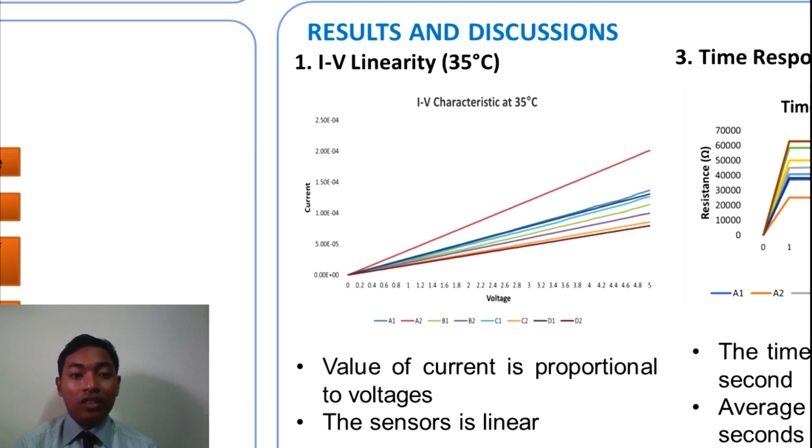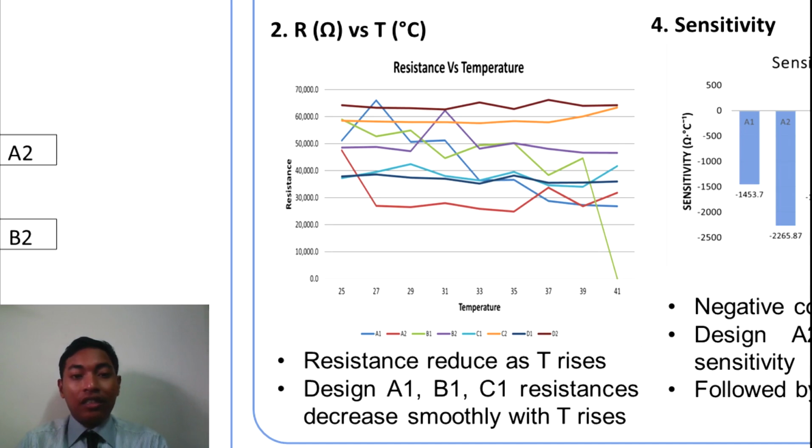In IV characterization of resistance, the value of current is proportional to the value of voltage, resulting the linearity of the sensor. For the next result, the resistance record is the resistance with voltage supply of 5 volt over the temperature of 25 degrees Celsius to 41 degrees Celsius. From the data, the design B1 are having deformation as the temperatures change from 39 degrees Celsius to 41 degrees Celsius. The data collected during 41 degrees Celsius is exceeding the normal value of 1.19 megaohm, which generating thrice the value of resistance from temperature of 39 degrees Celsius, which is 44 kilo ohms.